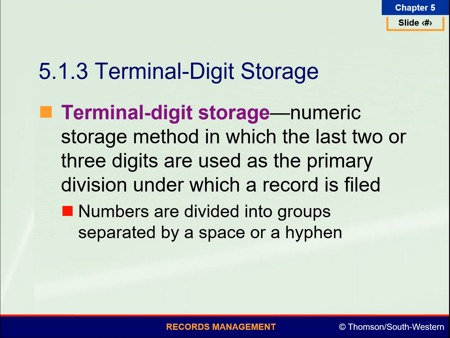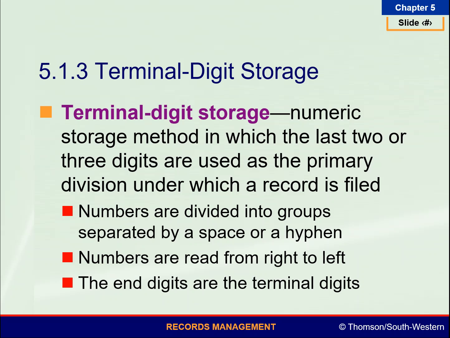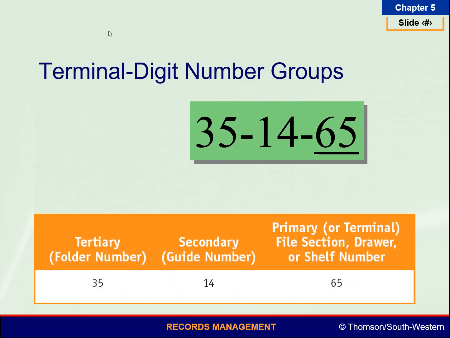So, numbers are divided into groups separated by a space or a hyphen. Numbers are read from the right to the left, and the end digits are the terminal digits. So, now this is what we call a terminal digit number. This is an example of a number. You can see this number is separated by a hyphen. Sometimes you can see the number without a hyphen, which is 35, 14, and 65, with a space only. So it can be a space or a hyphen.